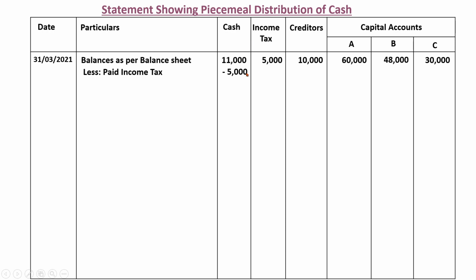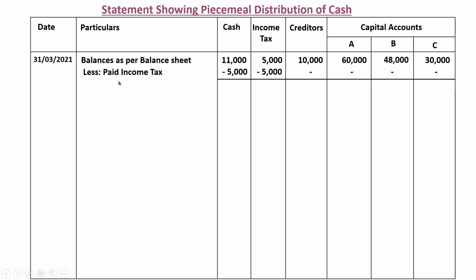So here in the cash column we'll subtract 5,000 because we are going to pay 5,000 to income tax. And at the same time we need to subtract 5,000 from the income tax column as well, because we are making payment to income tax. So here less paid income tax, in cash column minus 5,000, in income tax column minus 5,000. We are not going to pay creditors now nor partners' capital. So here we are not going to make any payment to them, so we are not going to write anything there.